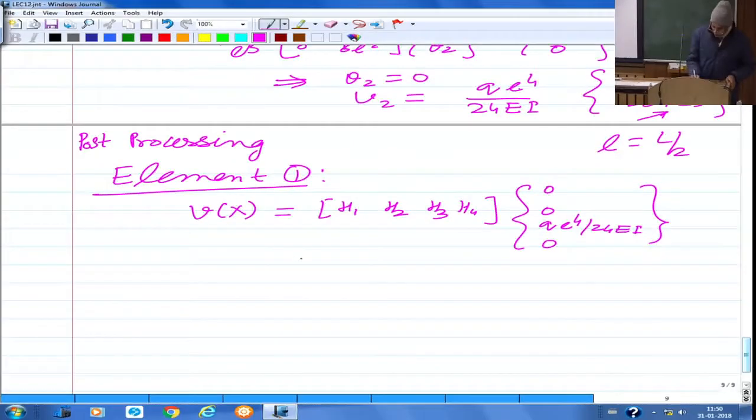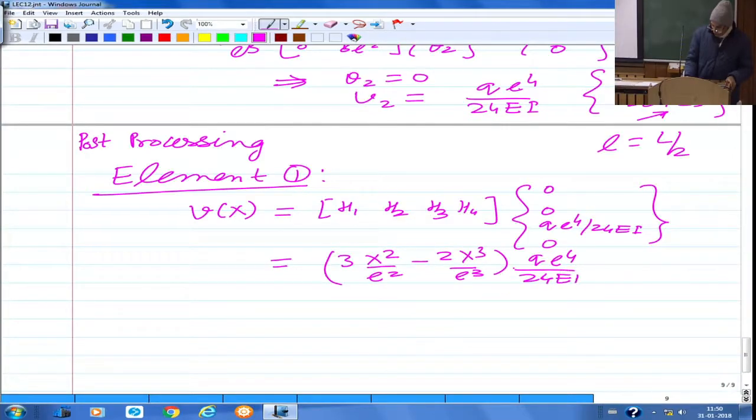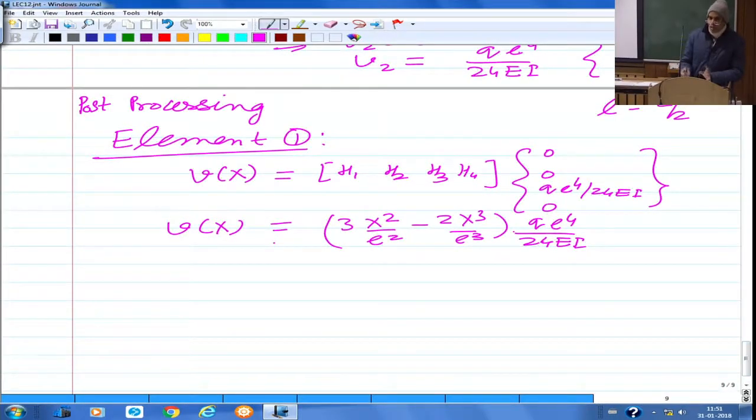So finally the displacement within the first element, as you see, is simply going to be h3, which is 3x²/L² minus 2x³/L³, into qL^4 divided by 24EI. So this is what you get, V as a function of x within the first element. Of course you get this like a closed form expression, so I can use this expression to find out V at any x within the first element. Of course I cannot use this beyond the first element.